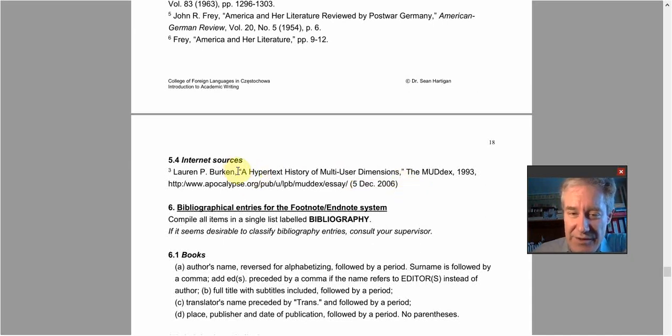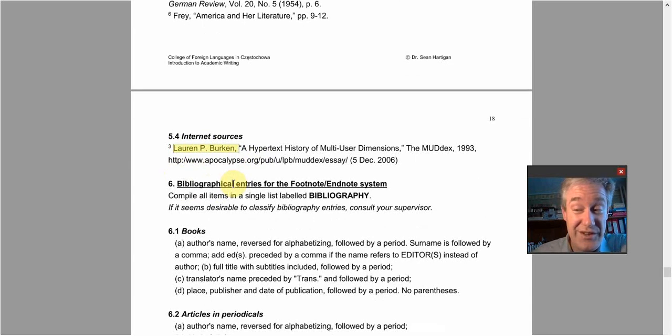Now sometimes with internet sources you don't know the name of the author. There's no author included on the website, on the web page that you're looking at. If that happens, then you just give the name of the article. Okay? You would remove the author's name, because if you don't have it, you can't give it. So you just give the name of the article, then the website, and so on. Okay, so those are some of the rules that you'll be following when you're putting together footnotes for your essays for this course.